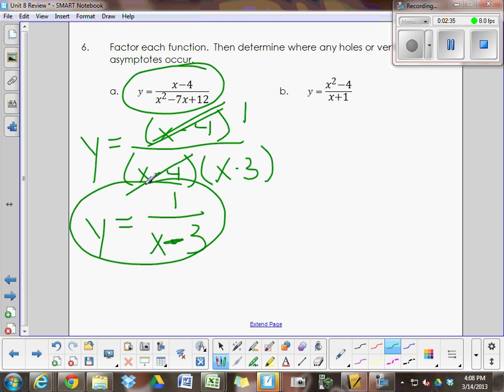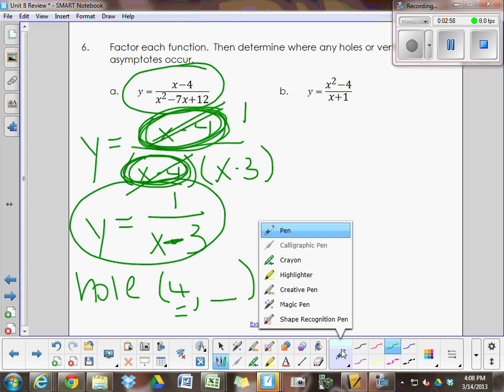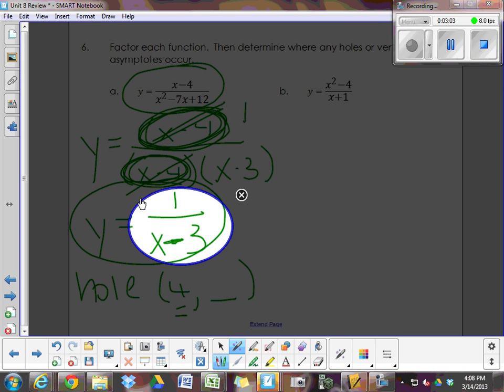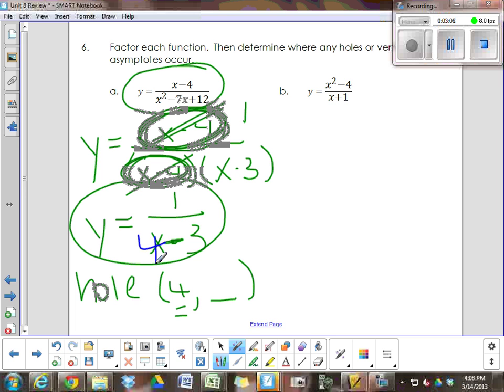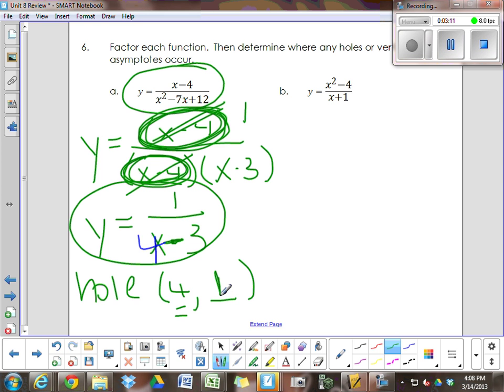There would be one difference. The function at the top would have a hole at positive 4, comma, some y value. The reason I selected positive 4 is because the x coordinate of the hole comes from the x value that would create 0 in the part that you canceled out. Now, you use that positive 4 and you plug it in to the remaining portion of the graph. So plug 4 in, 1 over 4 minus 3 is 1. That's going to be your y coordinate of the hole.